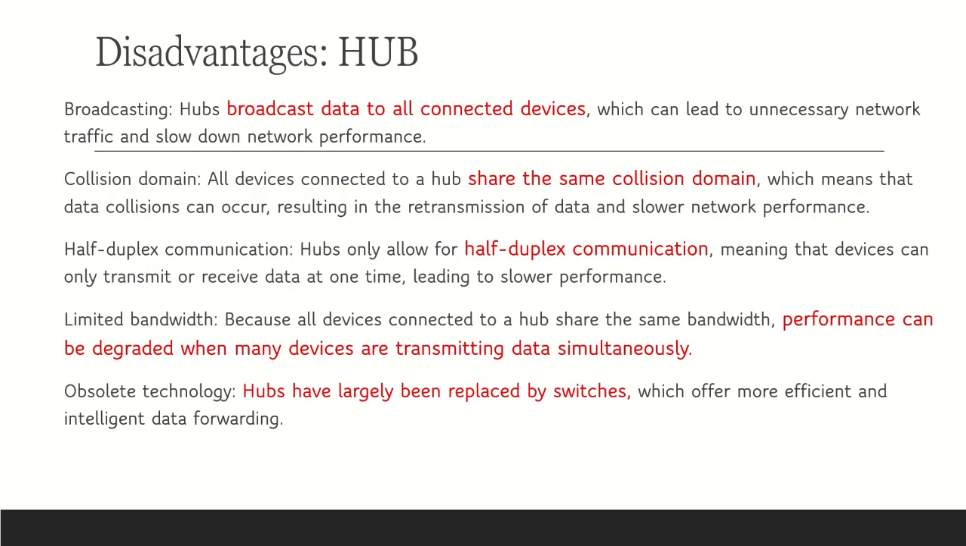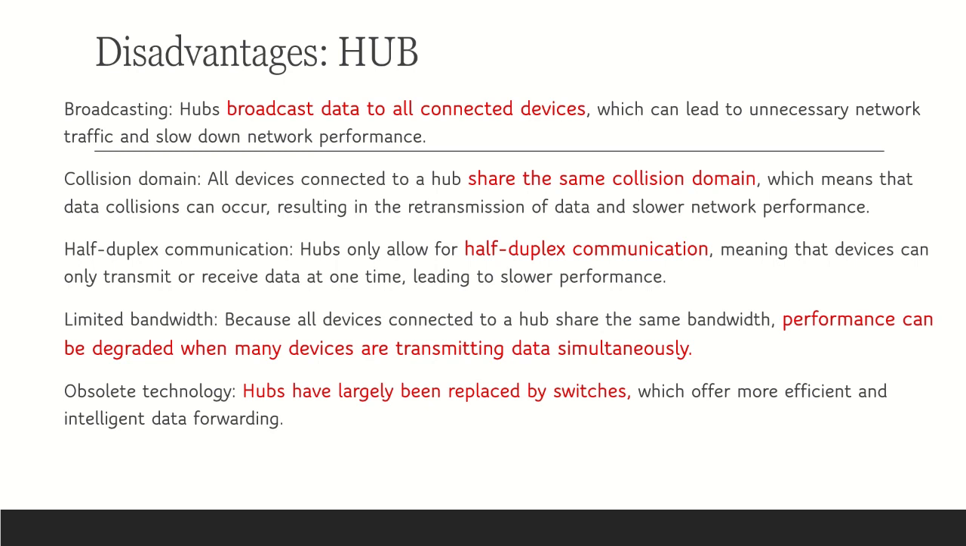Here are some disadvantages of the hub. It uses broadcasting mode, so it broadcasts all the data to the connected devices, which leads to unnecessary network traffic and slows down network performance. Another thing is the collision domain. As I said earlier, the hub shares the same collision domain, which means data collisions can occur, resulting in retransmission of data and slower network performance.